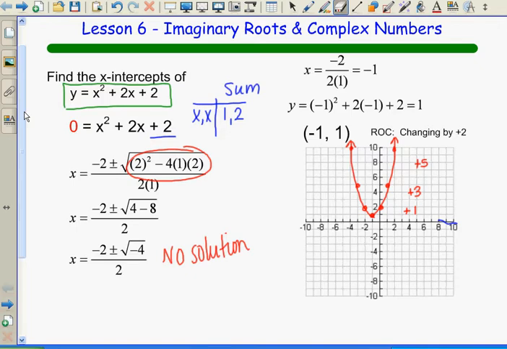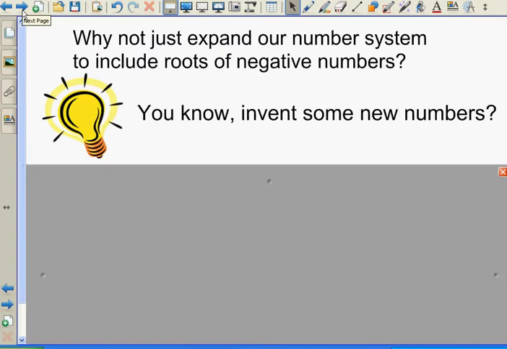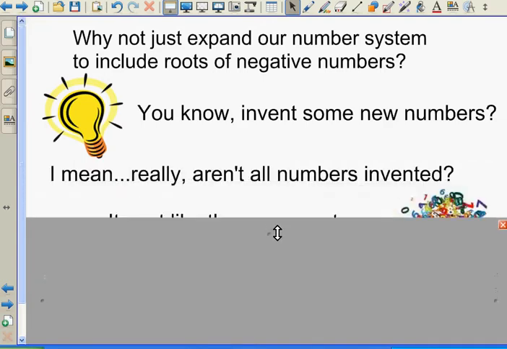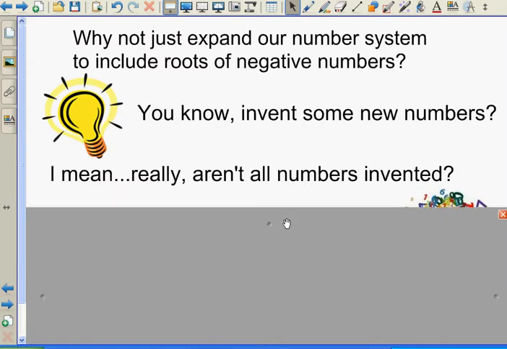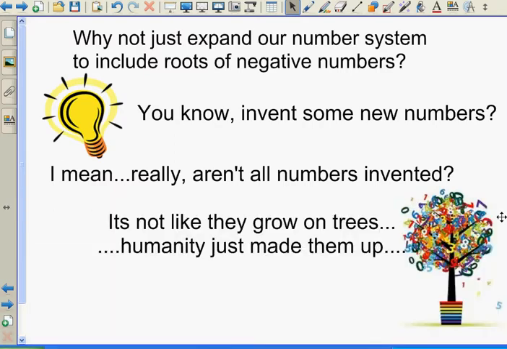But what I want to get into today is, why not just expand our number system so that we can include roots of negative numbers? Why not invent some new numbers? I mean, really, aren't all numbers invented? It's not like they grow on trees. Humanity just made them up. So why don't we make up a number or some numbers where we can take roots of negatives? As long as it works with our rules of algebra and of math, it should be fine.